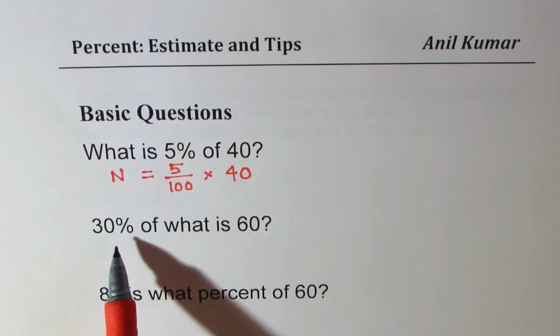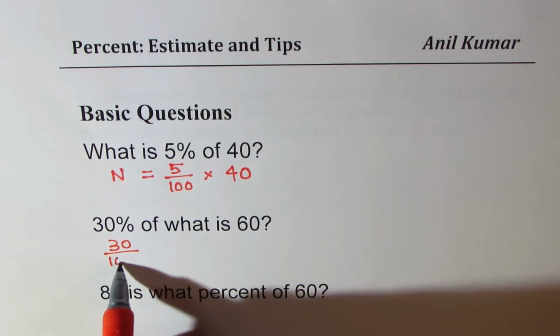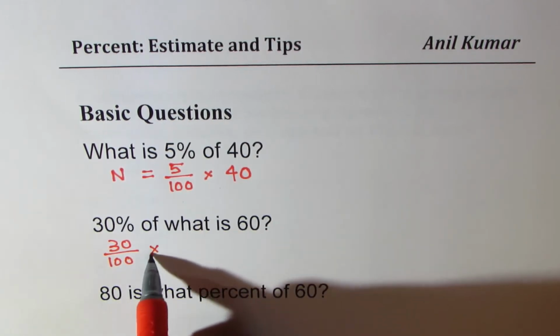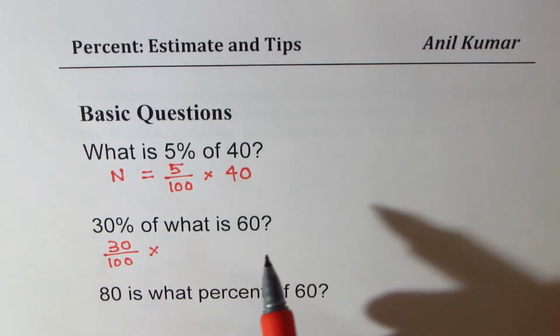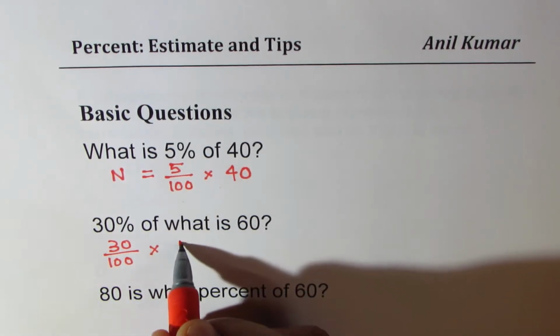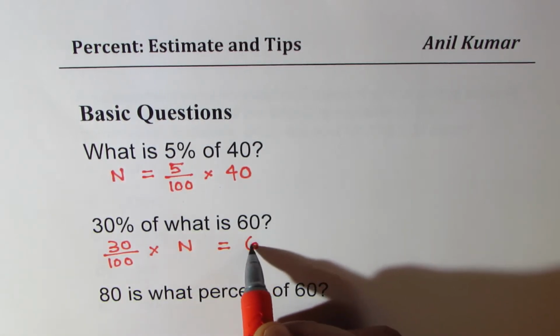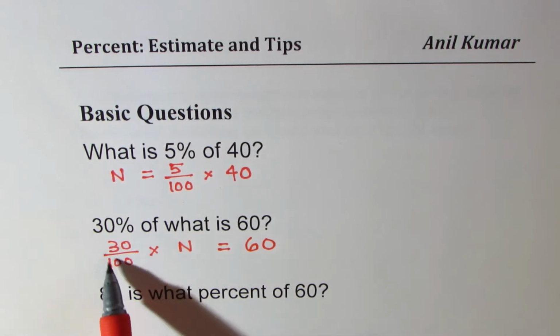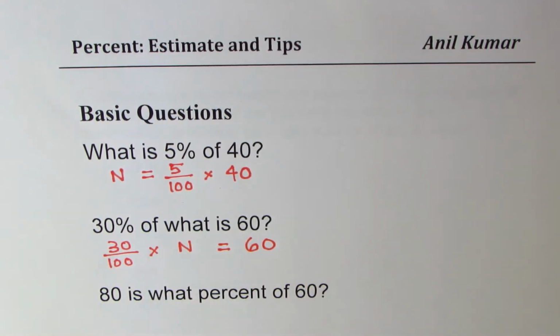Again, 30% means, you got it, 30 out of 100. "Of" means multiplication. So 30% of what? So "what" means number n, "is" means equal to, and 60. So read it: 30% of what is 60? Do you get it? 30%. So this is now onwards your language whenever we solve percent questions.